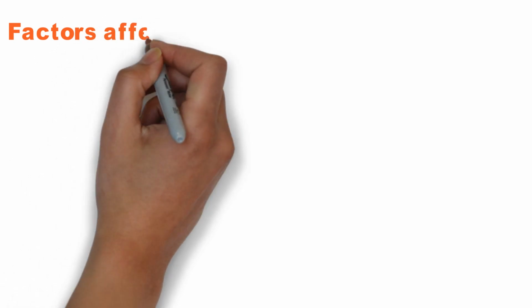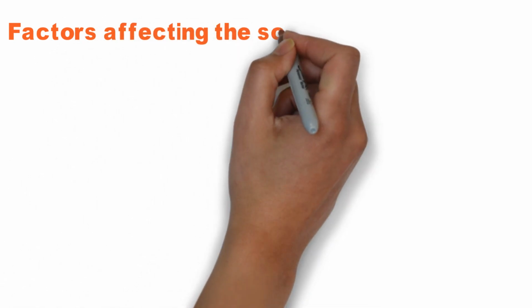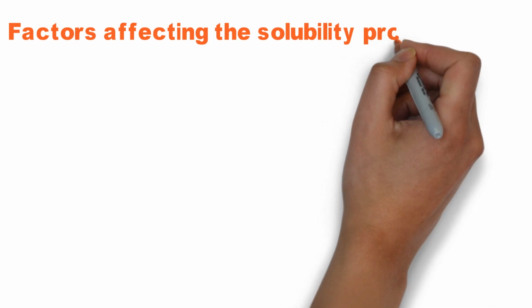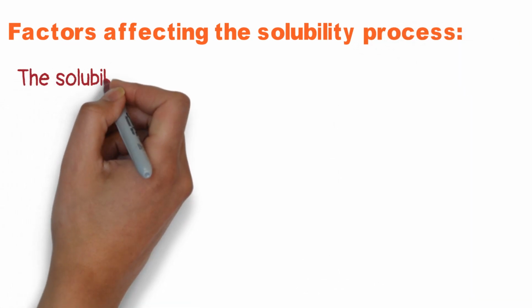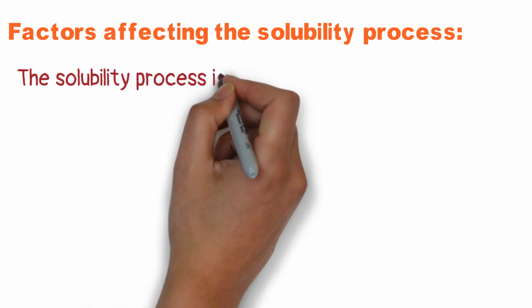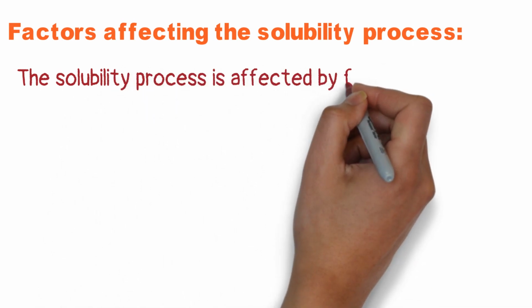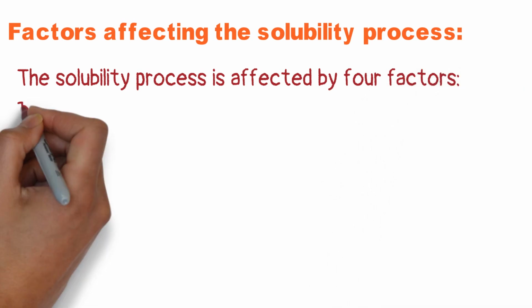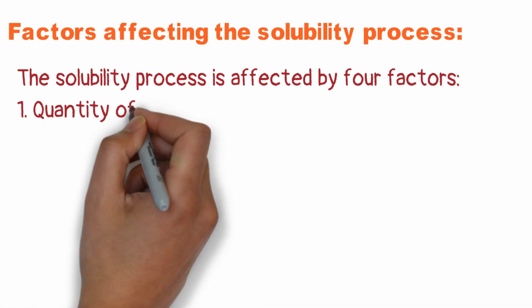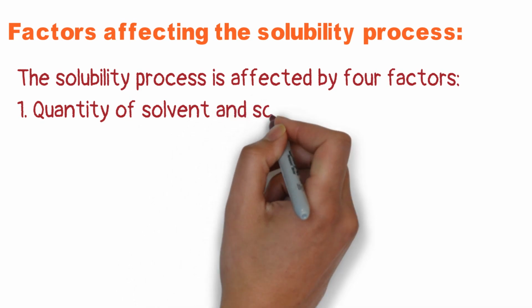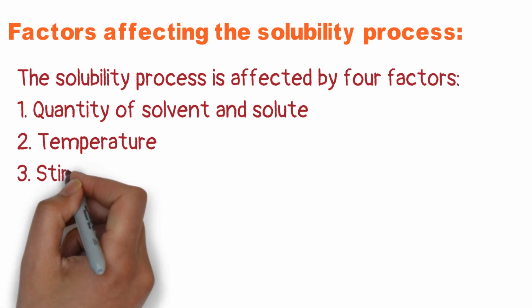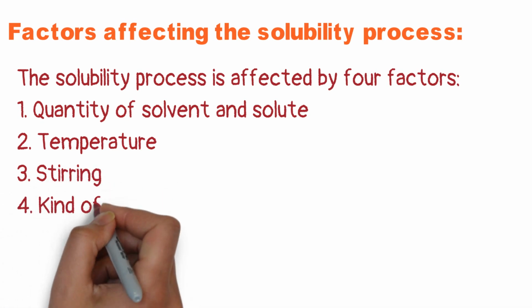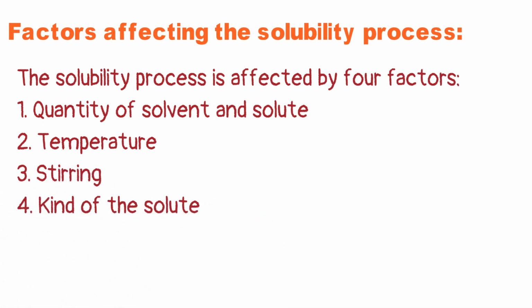Let's go. What are the factors that affect the solubility process? Like any process, there are some factors that lead to an increase or a decrease in this process. The first factor is the quantity of solvent and solute. Quantity here means the amount. The second factor is the temperature. The third factor is the stirring. And the last one is the kind of solute.